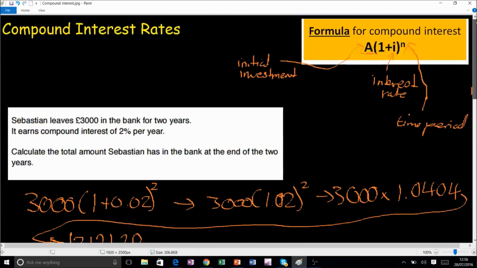The main thing again that you've got to remember is just the formula for it. So you have A brackets 1 plus I close brackets to the power of n, where A is the initial investment, I is the interest rate, and n is the time period.